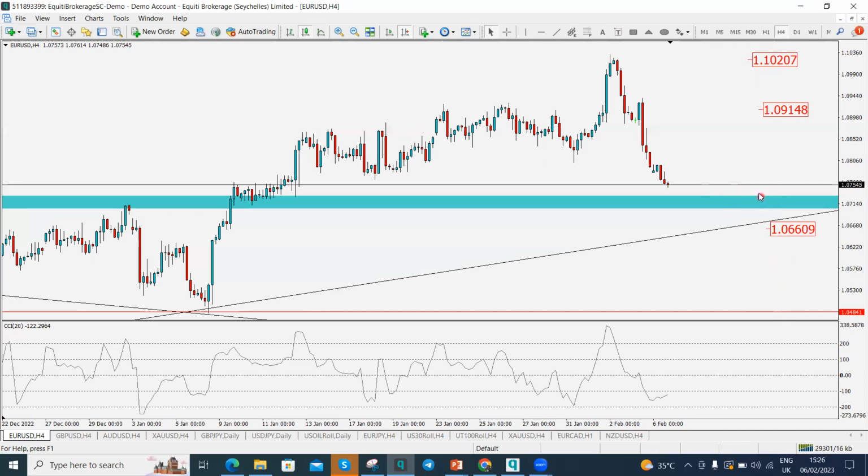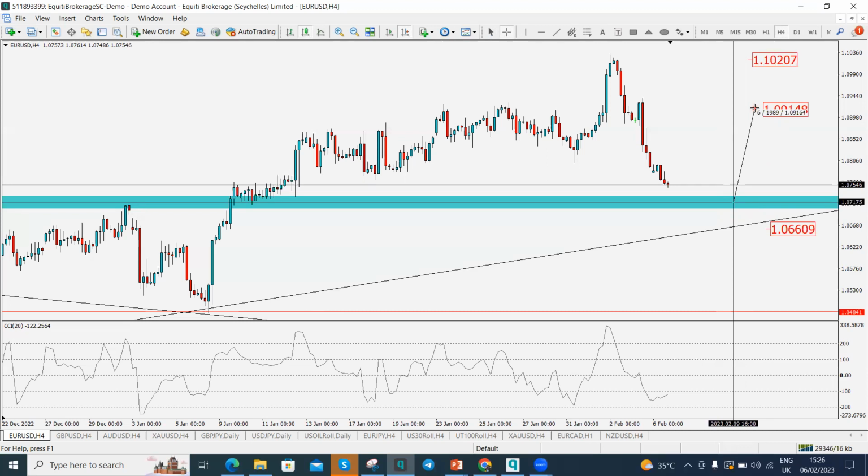1.060609. And of course, don't forget, our entry level is somewhere around this demand level, this demand zone here, which is 1.07307 or 1.07044. So within this level, if we are having our stop loss, that's more like 56 pips, and then our first take profit is about 198 pips.